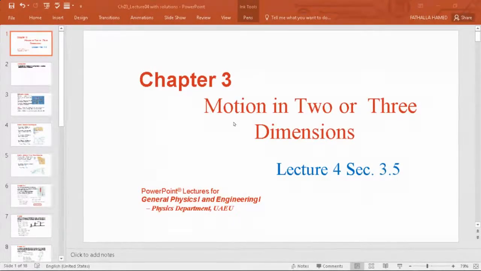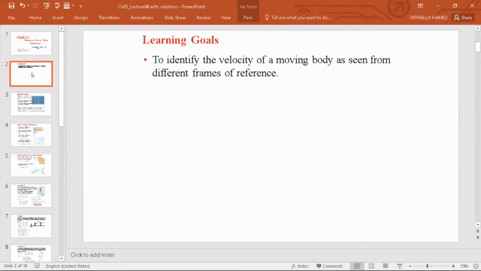Today we're going to look at lecture number 4, which is the last lecture that we're going to do in chapter number 3. And for learning goals, we have only one learning goal for today, which is to identify the velocity of a moving body as seen from different frames of reference. So that's the goal that we want to achieve for today.